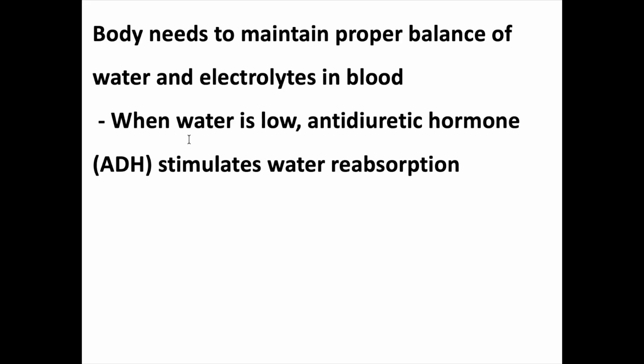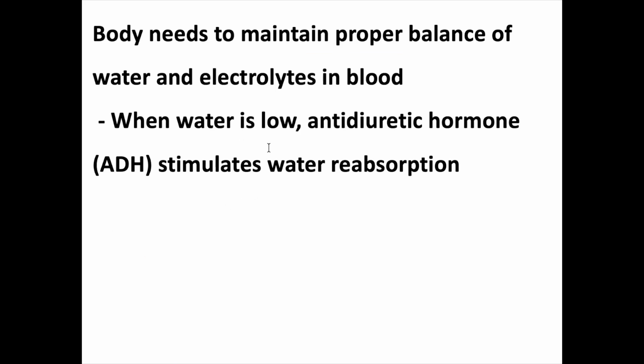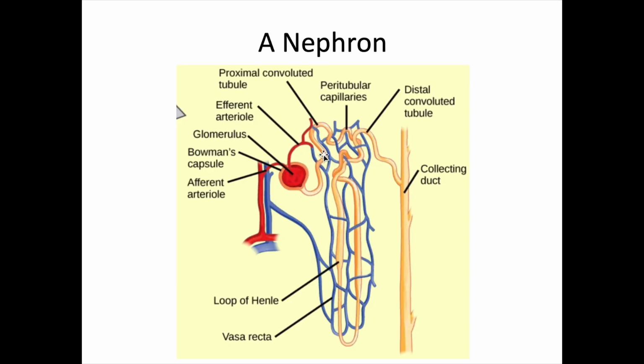So when water is low, a hormone is produced called antidiuretic hormone, or ADH. ADH stimulates water reabsorption. So these nephrons in the loop of Henle, they're always reabsorbing water. But if your water is low, you're not staying hydrated, you haven't had anything to drink today, maybe you've been sweating a lot, you're going to need extra water, and this antidiuretic hormone, ADH, is going to stimulate the kidneys to reabsorb more water.